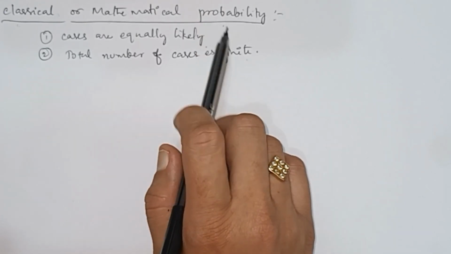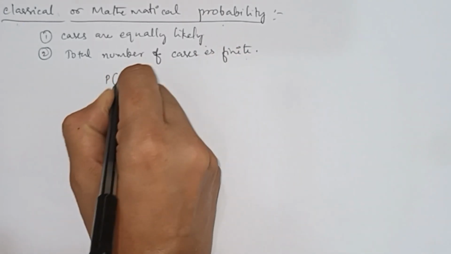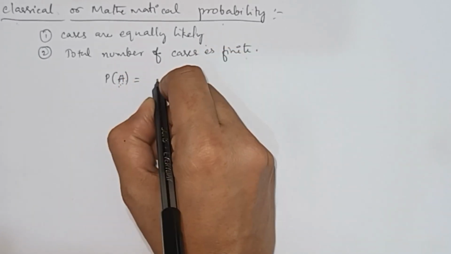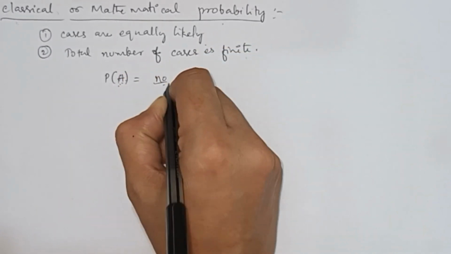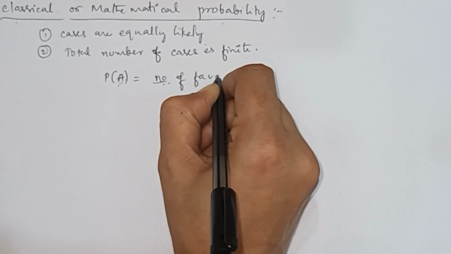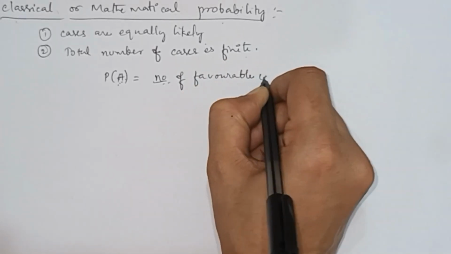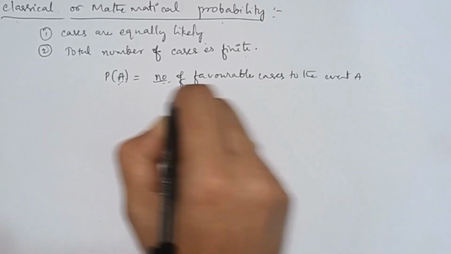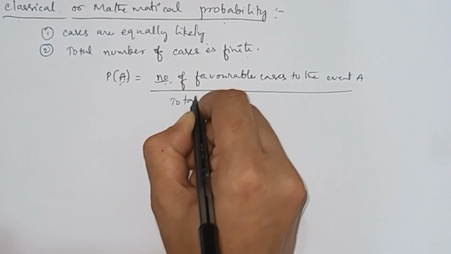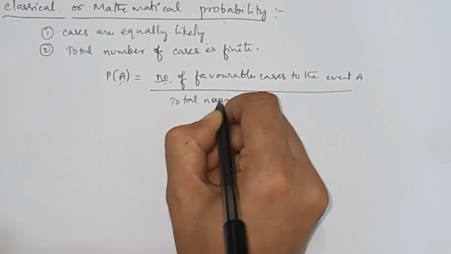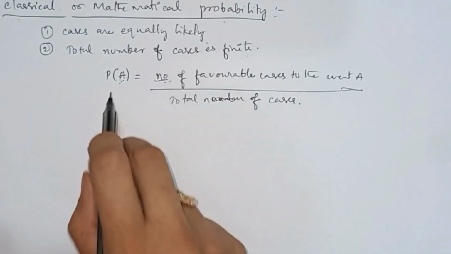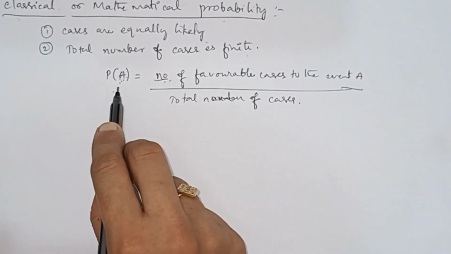Using classical probability, the probability of any event A, I have named the event as A, is given by the number of cases favorable to the event A divided by the total number of cases. This is how we calculate the probability of an event.